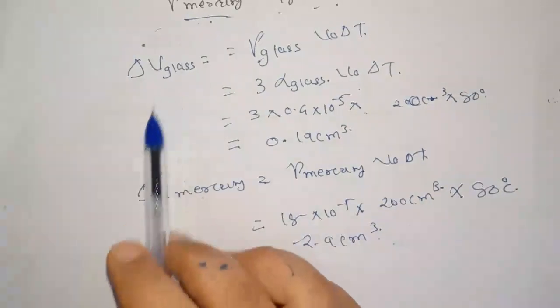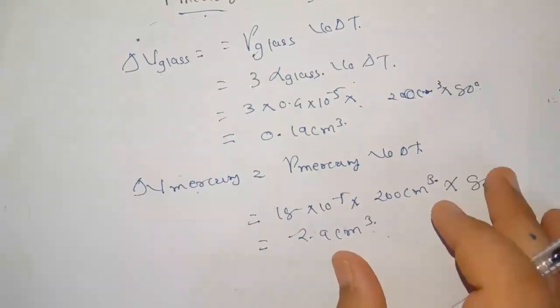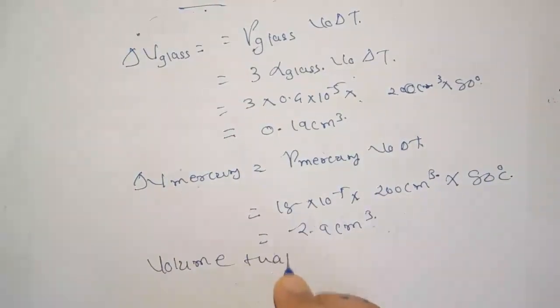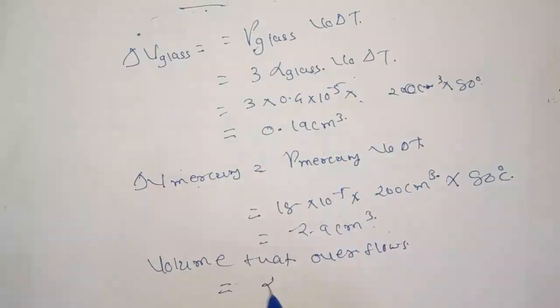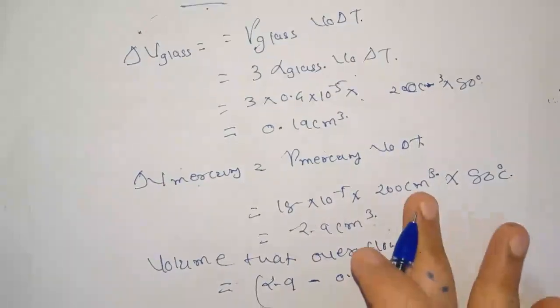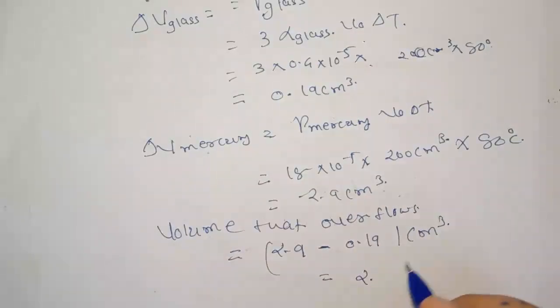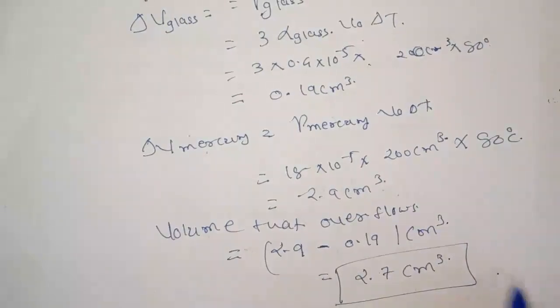Here the volume of glass flask is also increased and volume of mercury is also increased. So the volume that overflows will be equal to 2.9 minus 0.19 centimeter cube. That will give us the answer 2.7 centimeter cube. So this much amount of mercury will overflow.